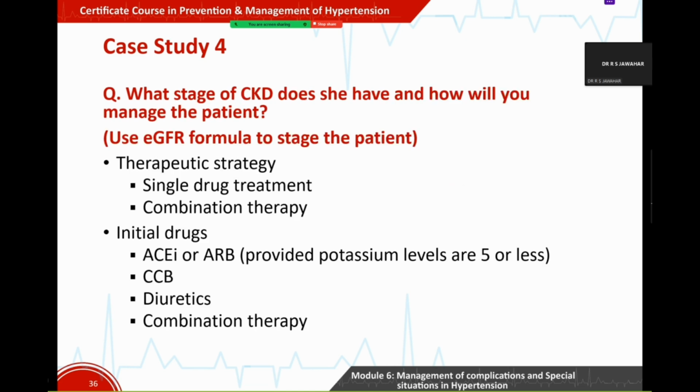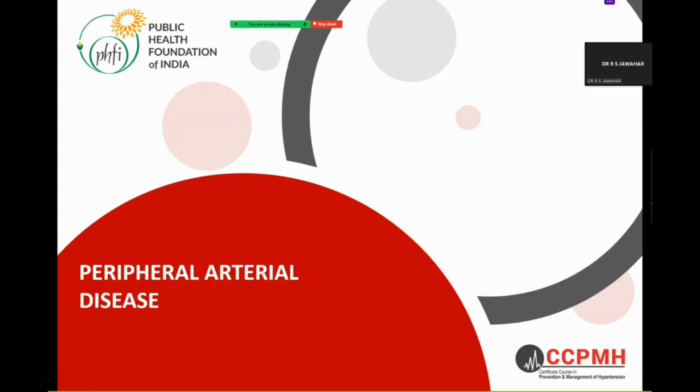What stage of CKD does she have and how will you manage this patient? So now get the GFR. So according to the GFR you can identify. Suppose here this patient may be in stage 3B or 4 or 5. So ideal drugs: ACE inhibitors, CCBs, calcium channel blockers, diuretics and combination therapy.